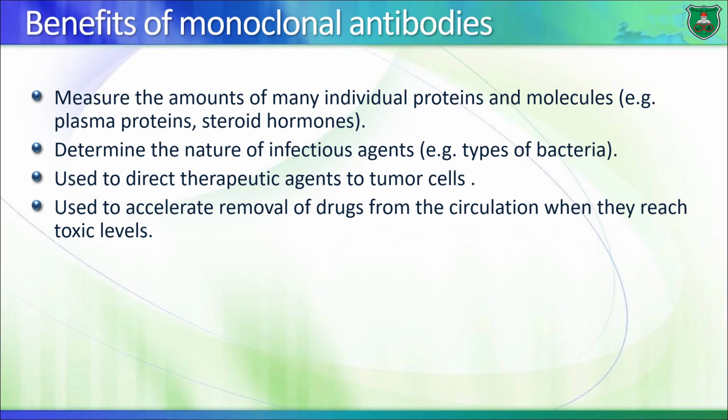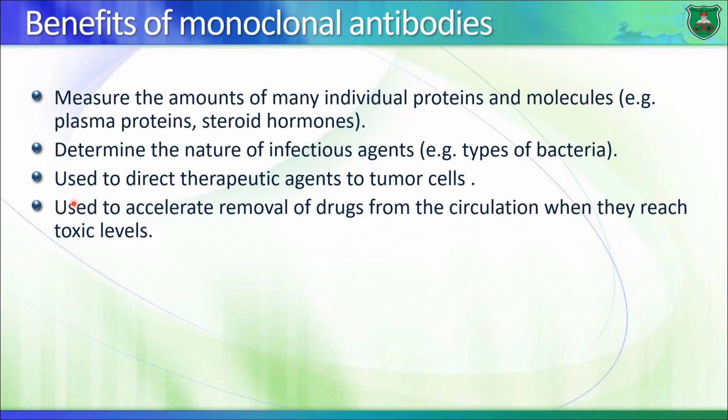So what are the advantages of monoclonal antibodies? Well, we can use them to measure the amounts of certain proteins and molecules, and you would get the same exact results because the affinity does not change. In clinical laboratories, they use monoclonal antibodies to measure the amount of plasma proteins and steroid hormones, and the same exact results are obtained consistently and reproducibly. Why? Because it's the same antibody binding to the same antigen at the same site.